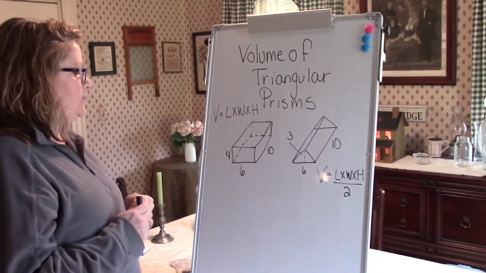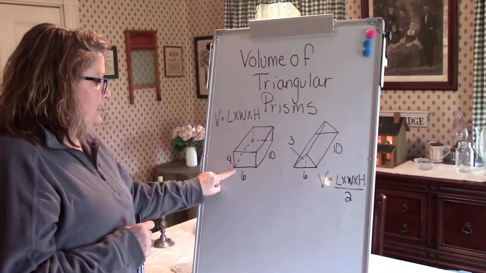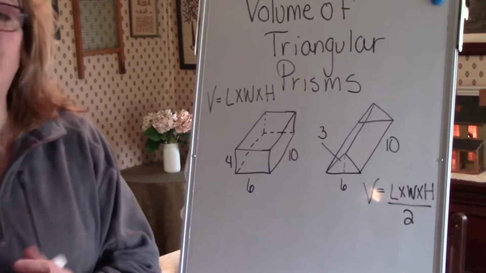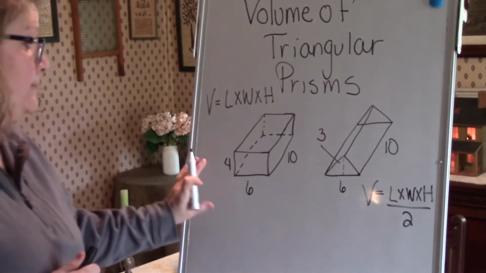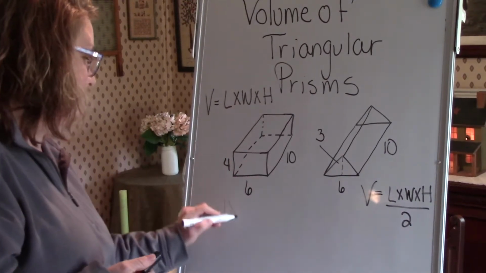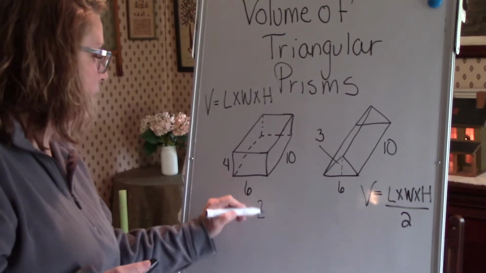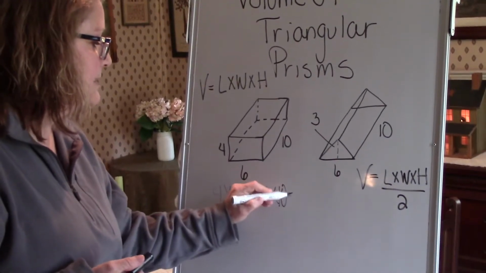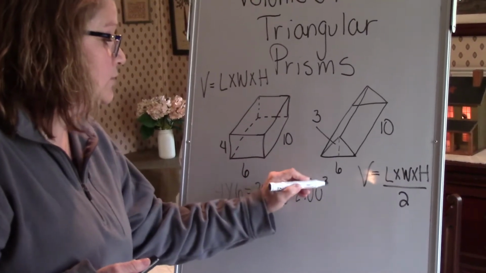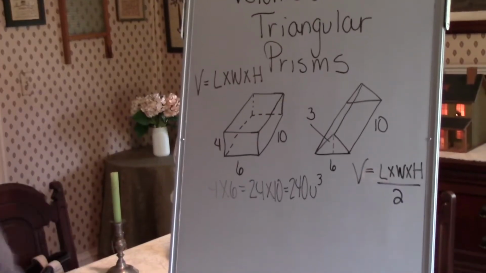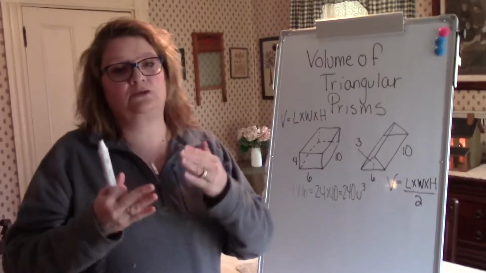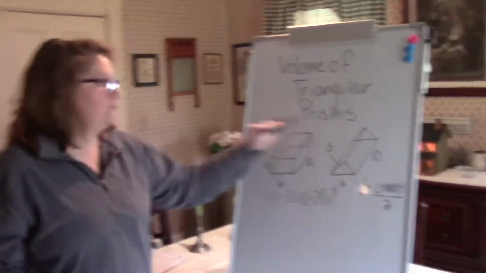So here's your rectangular prism, okay? It has a width of 6, a length of 10, and a height of 4. So if you're going to find the volume of that rectangular prism, what you learned last week is all you do is multiply those numbers together. So 4 times 6 equals 24. 24 times 10 gives you a volume of 240 units cubed. And again, it's cubed because we're finding volume, okay? So when you're finding the volume of a rectangular prism, you take the length, the width, and the height, and you multiply them together. There's your formula.